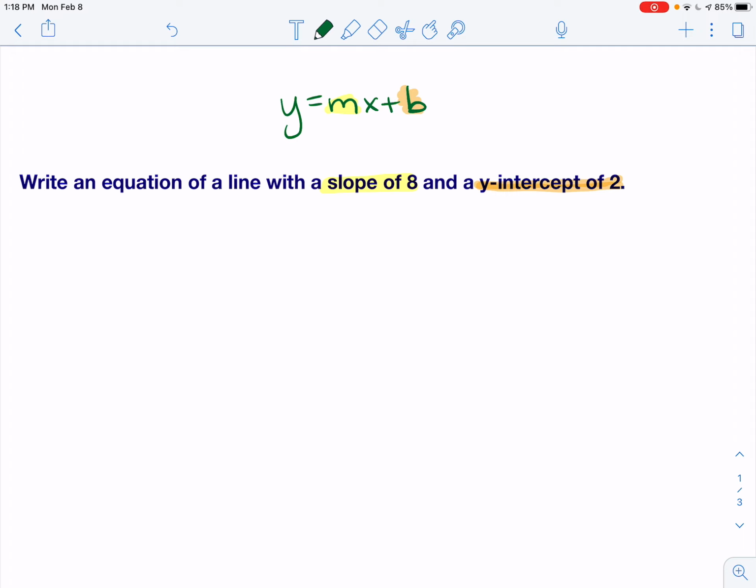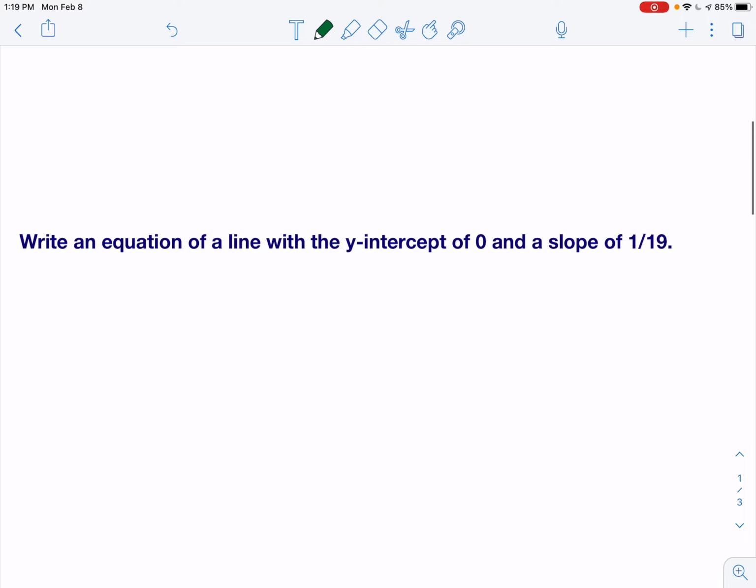So we're going to take this, and it says write an equation of a line with a slope of 8 and a y-intercept of 2. We're going to do just that. y equals my slope, which is 8, times x. And then I have my y-intercept. Since it's positive 2, I say plus 2. Let's look at another example.